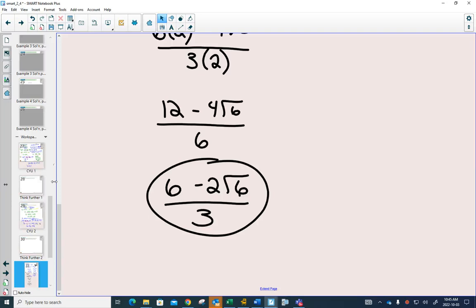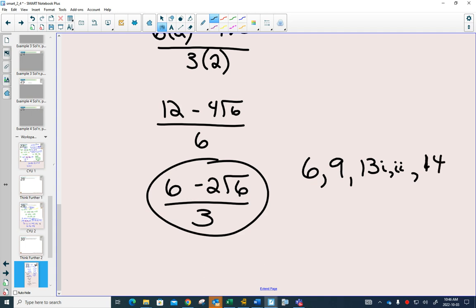Okay, so we're going to leave example 4 for tomorrow because it's the next level of difficulty. We're going to do number 6, 9, 13i and II, and 14, and we're going to work on those right now to practice this.